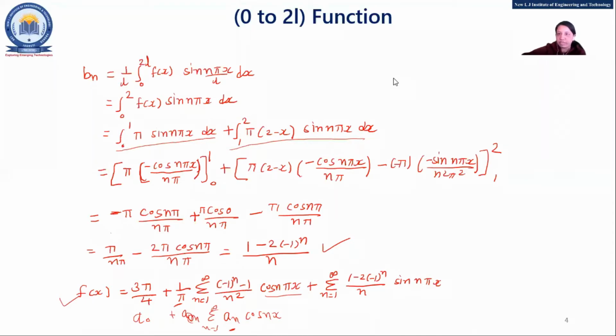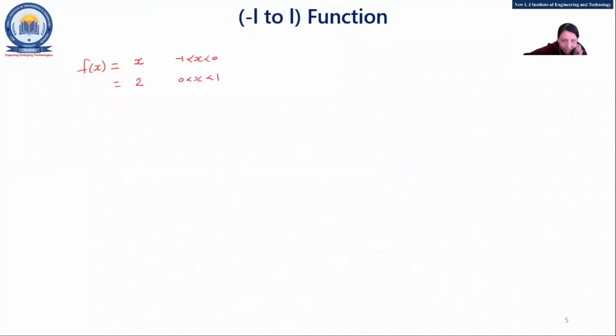Okay, fine. So this is about all the things for 0 to 2L. Now next we'll move to minus L to L. So what is the meaning of minus L to L here? Some integer is given. For example, minus 1 to 1, minus 5 to 5, anything can be that.